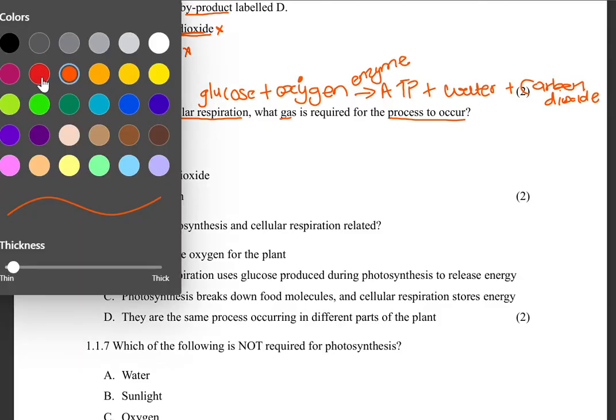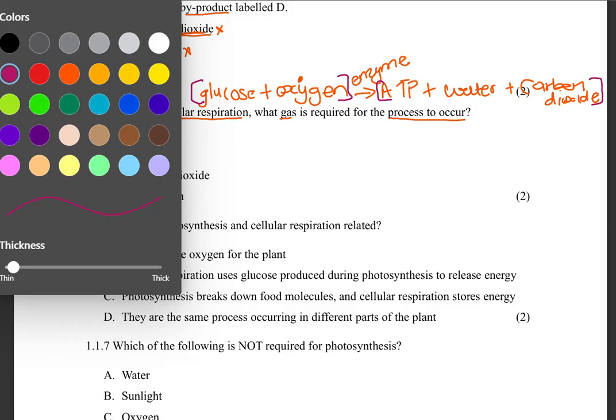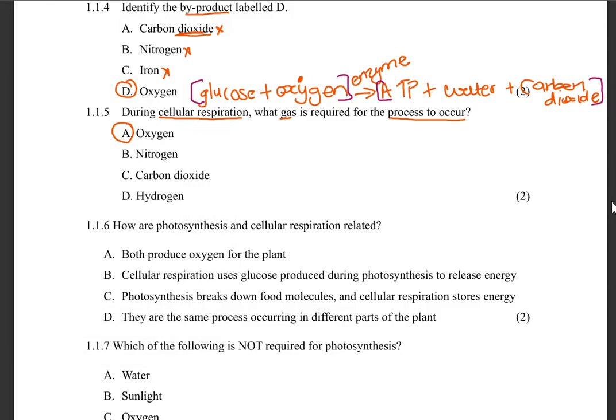So here you have your requirements, which are glucose and oxygen. Then this side you have your products. But in our question, they asked us about a gas. So oxygen is the gas and not carbon dioxide. Definitely not carbon dioxide, definitely not nitrogen and definitely not hydrogen. Okay. I hope it's still clear.